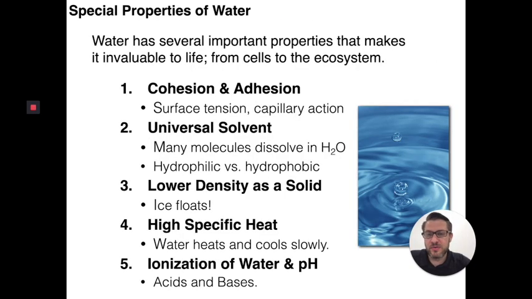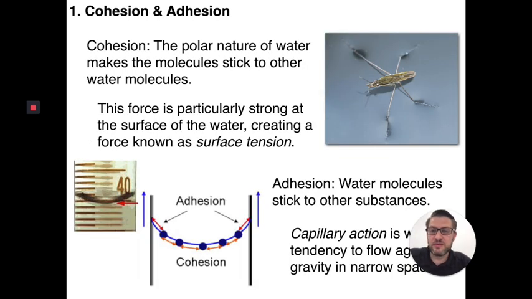There are several properties of water that are really important to life. There are 5 major characteristics that affect life from the cellular level all the way up to the ecosystem level. And we're going to look at those properties one by one. So the first property is that of cohesion and adhesion. And this is in reference to the sort of stickiness that water molecules have. Cohesion is water's tendency to stick to other water molecules. So water molecules have a tendency to stick together.